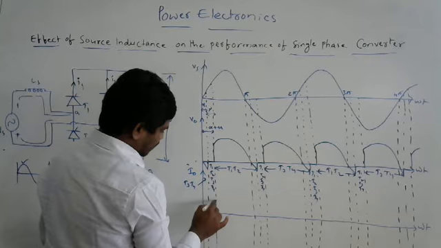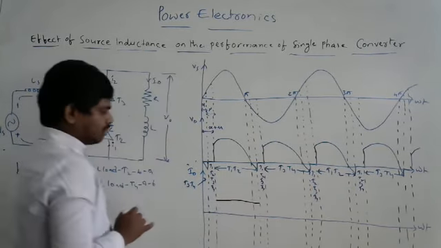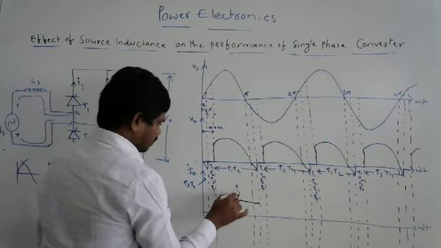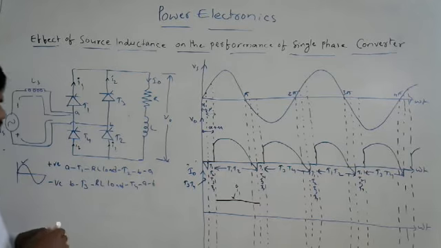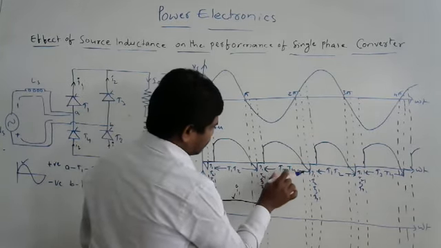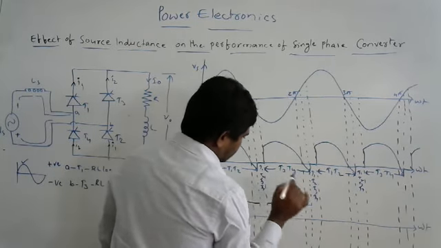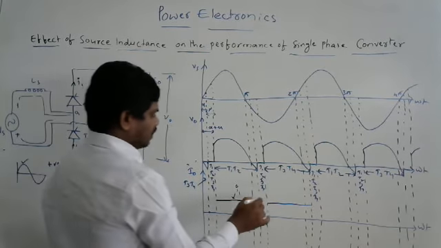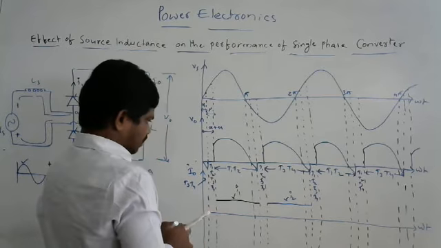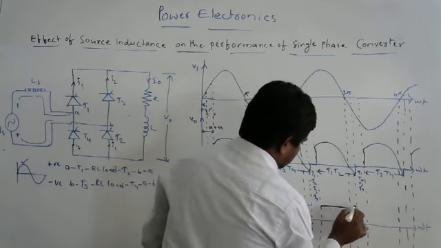Then I can say this is the I1 current. This is I1, right? Next, whenever only T3 and T4 are conducting, from this point to this point, I am calling this one the I2 current. Next, whenever T1 and T2 conduct, the current is I1.